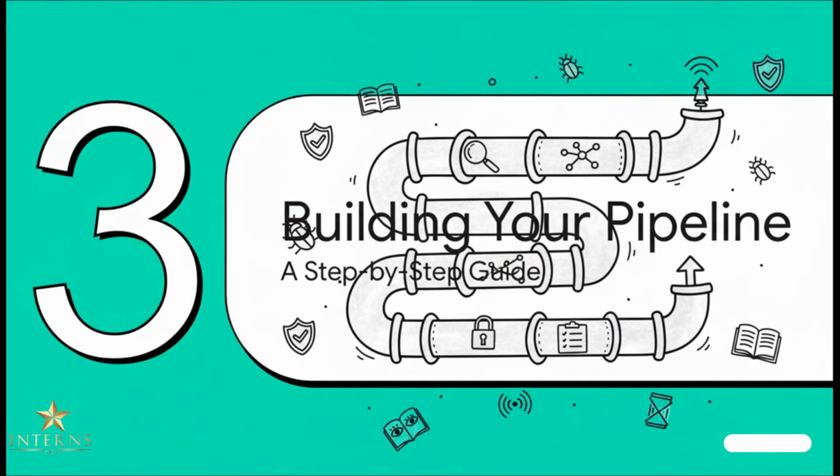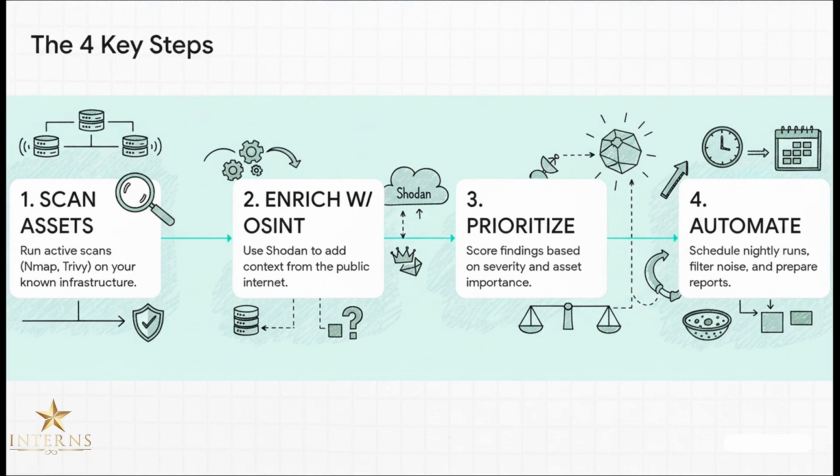All right, we get the mission. We know the tools. Now for the main event, actually building this thing. We're going to break it down into 4 super clear, manageable steps. Okay, step 1, you scan your known stuff to get a baseline. Step 2, you enrich that data. You ask, okay, what does a tool like Shodan know about these systems? This adds that crucial outside-in context.